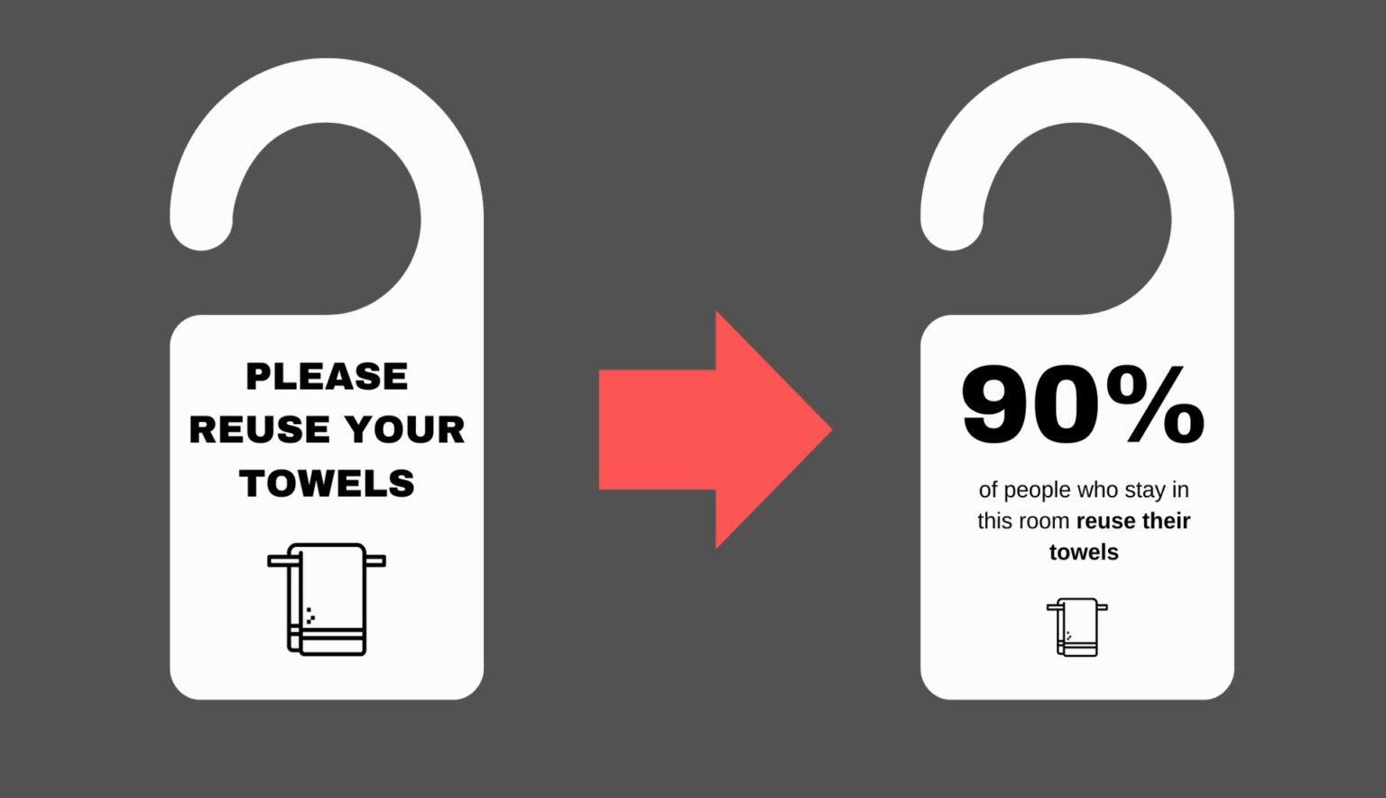However, according to Cialdini's work, an even more persuasive message is to use this idea of social proof. So rather than just say, please can you reuse your towel, you might say 90% of people who stay in the same room as you reuse their towel. By saying that other people who do the same thing as you are reusing their towel, that gives the behavior of reusing your towel social proof.